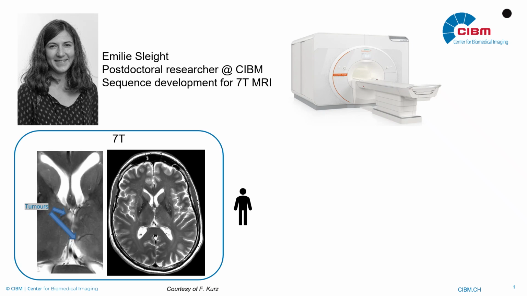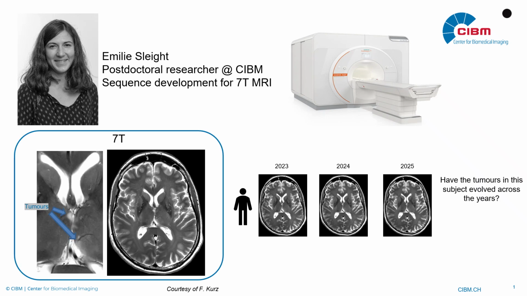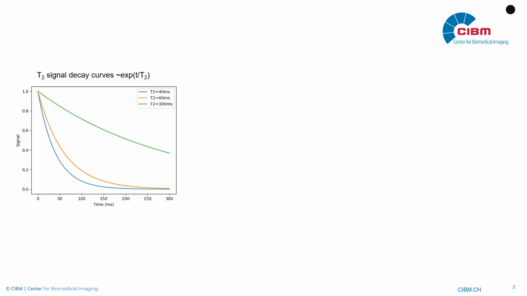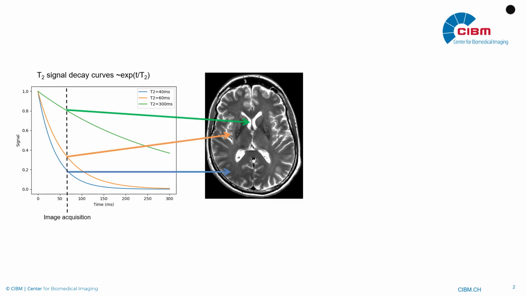If a patient with tumors comes in every year, we would like to know how the tumors evolved across the years, and to do this, we use a quantifiable parameter called T2. T2 corresponds to the time constant of the MRI signal decay, which is different for each tissue and gives the image contrast when the image is acquired at a specific time point.